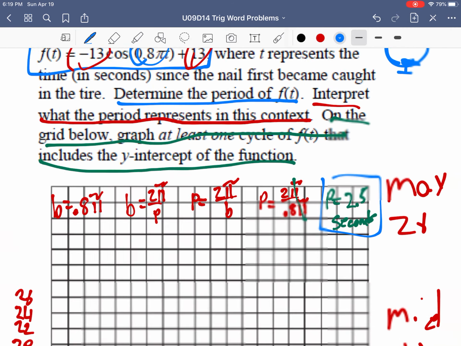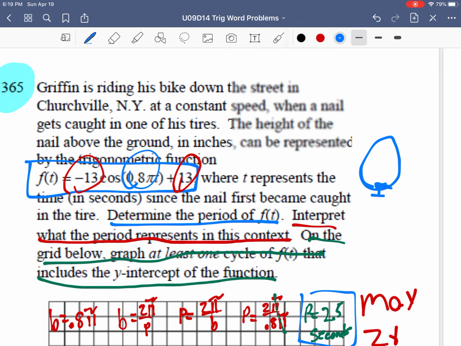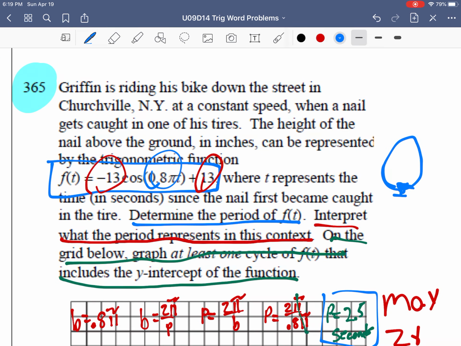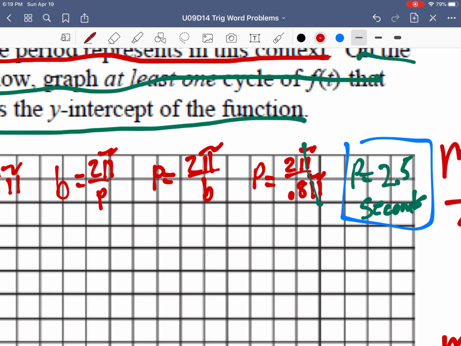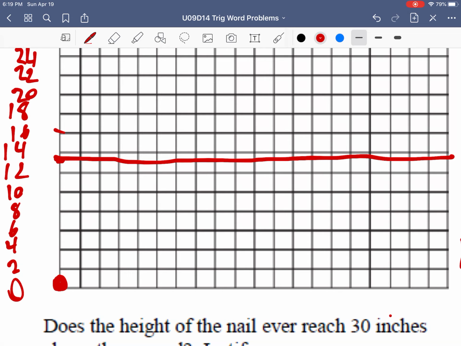So we know what that means. What does that mean in the context of this problem? Well, that's how long it takes the cosine curve to complete its curve. In other words, that's how long it takes the nail to go from the floor all the way around and back to the floor. So in other words, it's how long it takes for the nail to rotate around one entire rotation, 2.5 seconds. So at 0 seconds, it should be on the floor, and at 2.5 seconds, it'll come back to the floor as well.